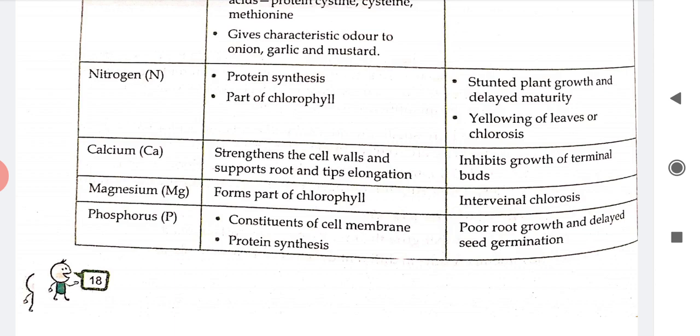Deficiency of nitrogen includes stunted plant growth and delayed maturity. Yes. Second one is yellowing of leaves or chlorosis. Deficiency includes yellowing of leaves due to the nitrogen deficiency. The leaves get yellow.